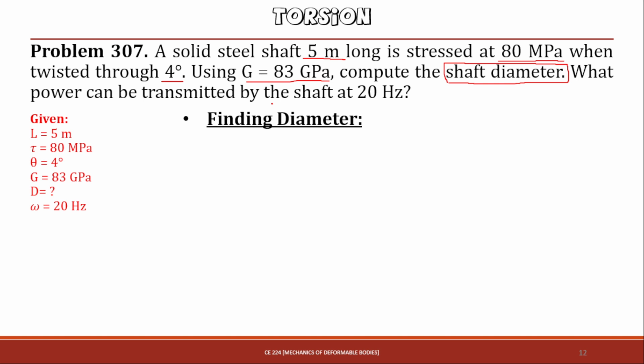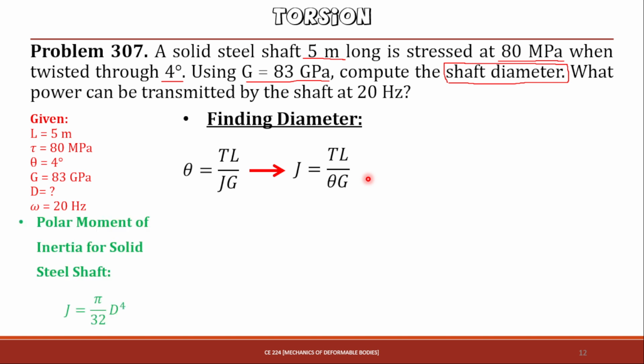So, let us solve for the diameter. So, gaya ng kanina, kunin natin yung equation for angle of twist. Okay? And then TL over JG. So yung J natin, yung polar moment of inertia, makukuha natin yung diameter dyan. So we have J is equal to TL over theta G.